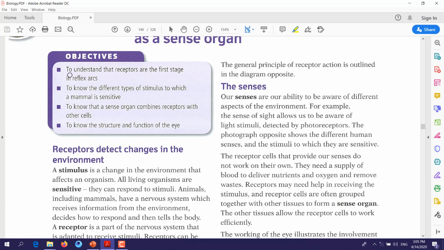So first we will start with the objectives. The objectives of our lesson are, firstly, to understand that receptors are the first stage in reflex arcs. Second, to know the different types of stimulus to which a mammal is sensitive. Third, to know that a sense organ combines receptors with other cells. And the last objective, to know the structure and the function of the eye. So, by the end of this lesson, all of you should be able to understand receptors, types of stimulus, sense organs, how they combine receptors with other cells, and also be able to illustrate the structure and function of the eye.